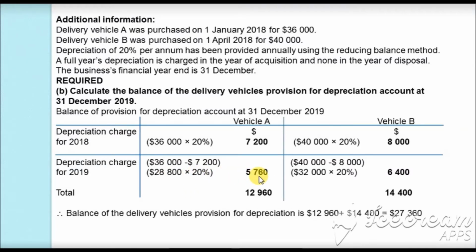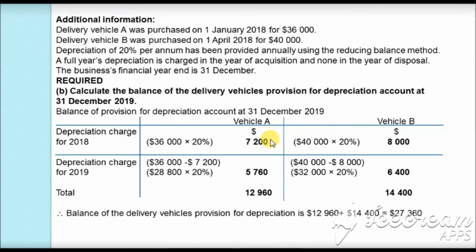$5,760. In the same way for vehicle B, the cost was $40,000 and from there we subtract the depreciation. We will get the carrying amount as $32,000, and times 20%, which is the rate of depreciation, we will get the depreciation for vehicle B for 2019 as $6,400.